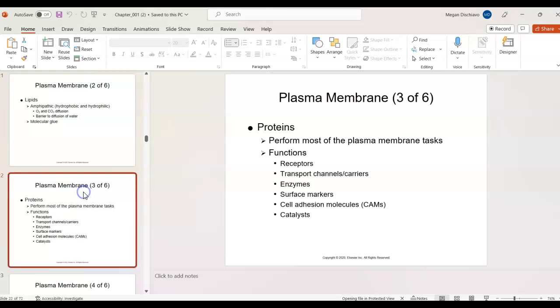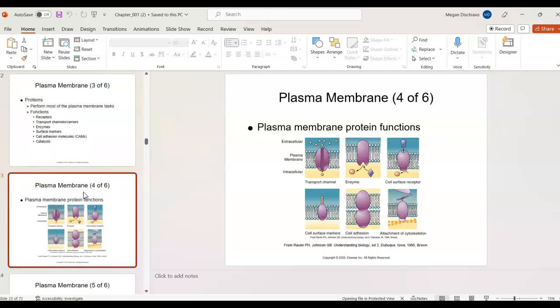Okay? Now, we have to allow certain things into and out of cells. Some things can sneak through that lipid membrane. Some have to go through protein channels. So I'm going to jump ahead here.